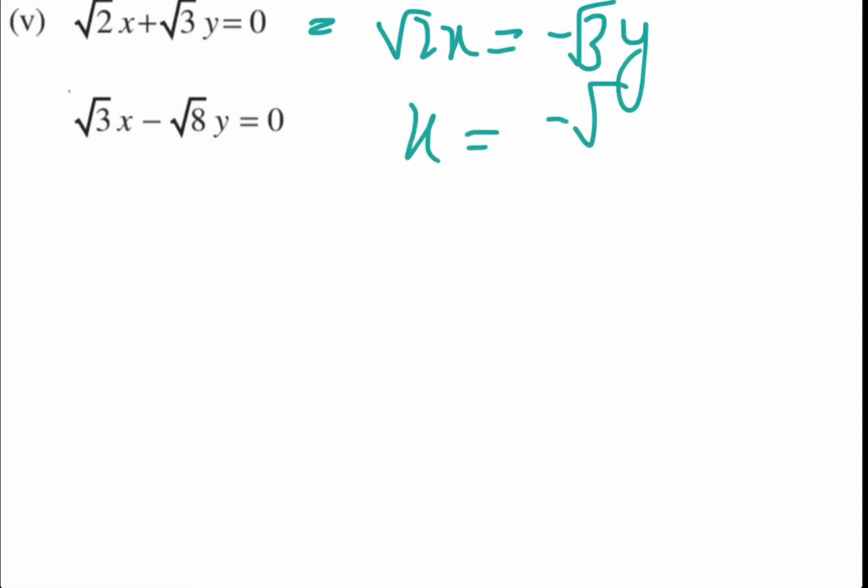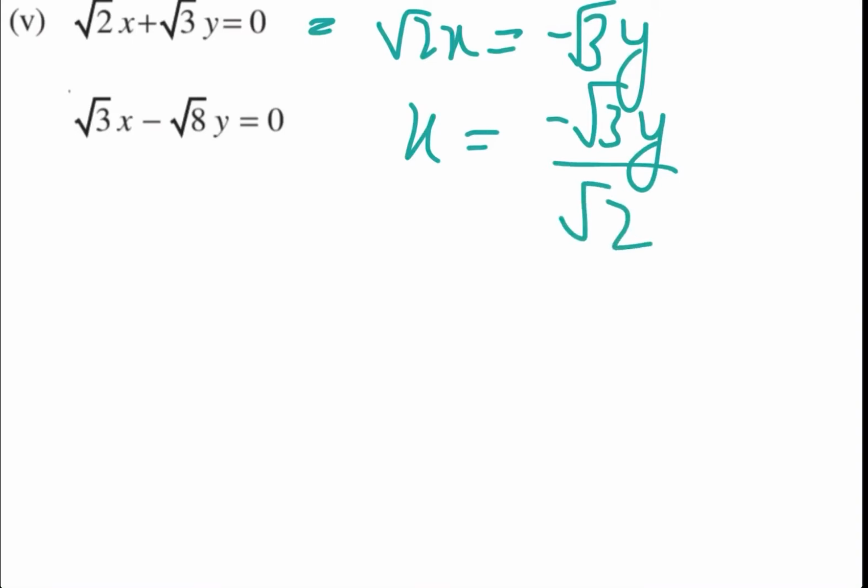Root 2x plus root 3y gives me how much? 0. So I can write x in terms of y. So root 2x will be equal to minus of root 3y. So x will be equal to minus of root 3y by root 2. That's what I get as the value of x.